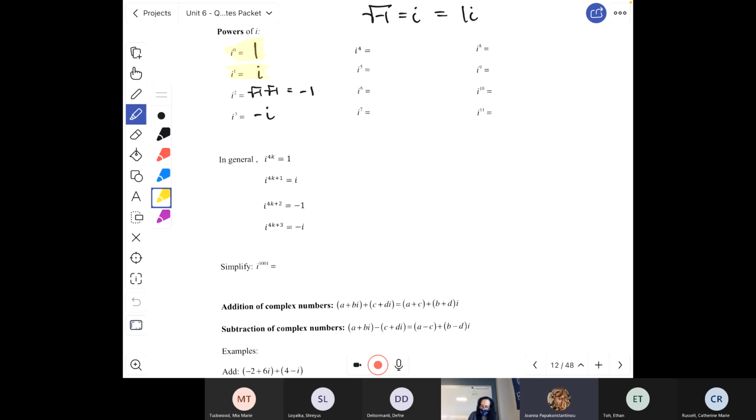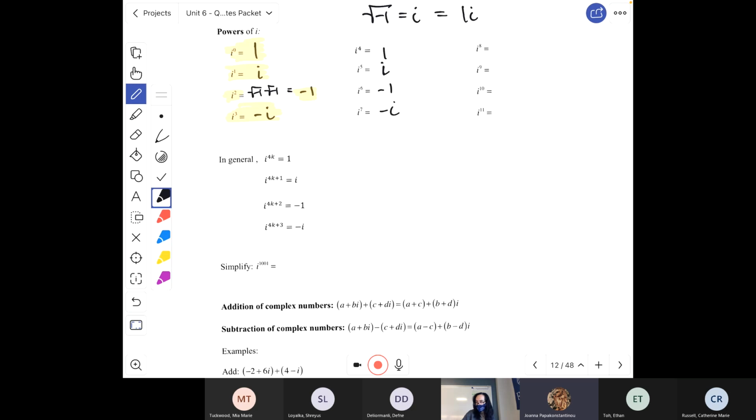So just take a moment. i to the 0 is 1. i to the first is i, i squared is -1, i cubed is -i. All right. What about i to the 4th? Isn't i to the 4th just i squared times i squared? So it's just 1. i to the 5th? Positive i, right? Because it's just i to the 4th times i. i to the 6th? i to the 7th?